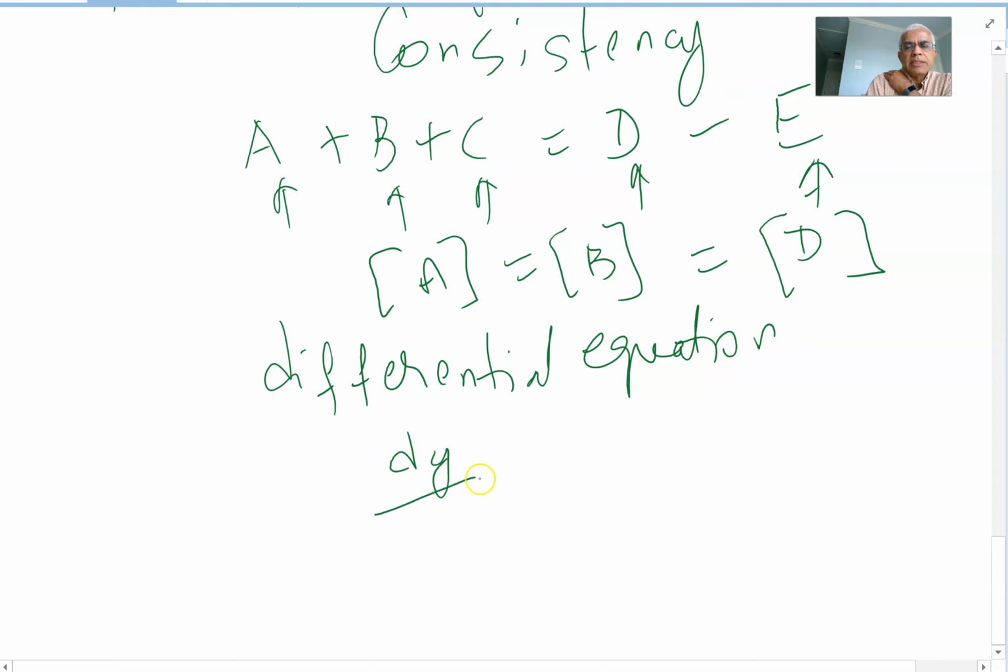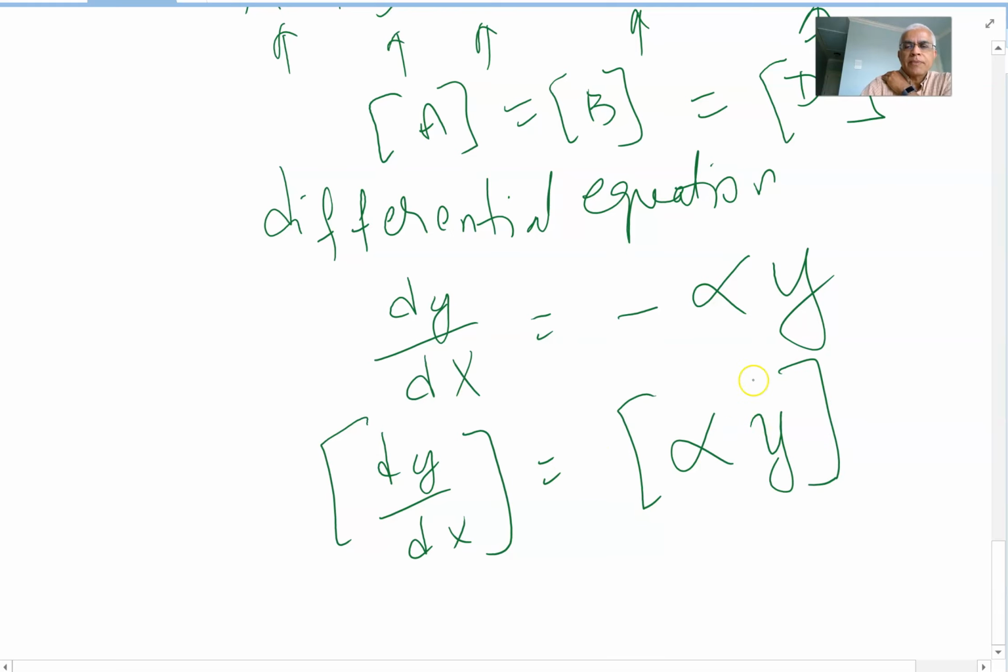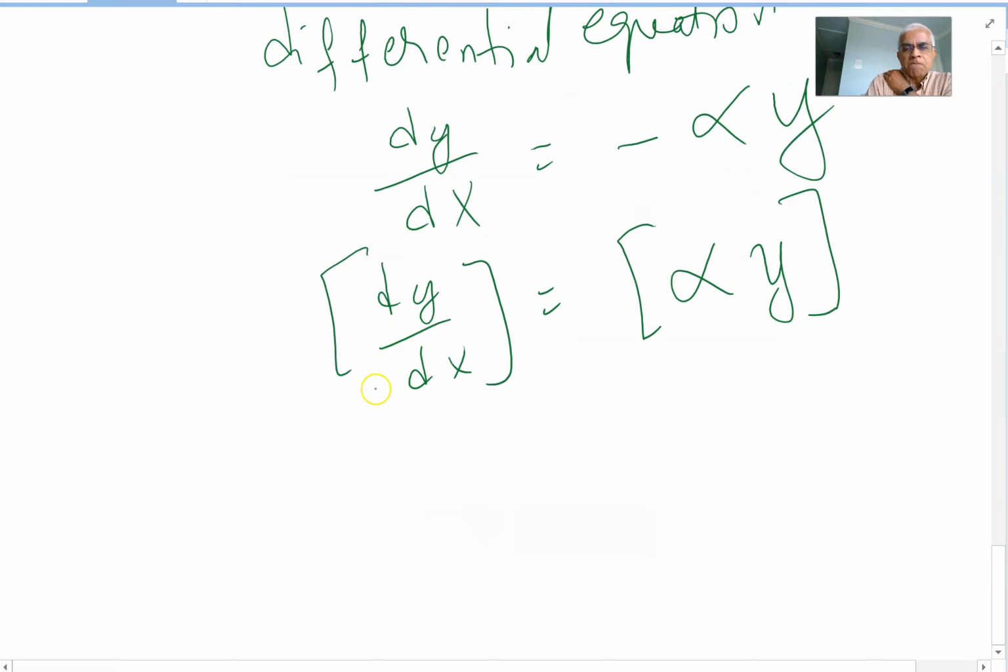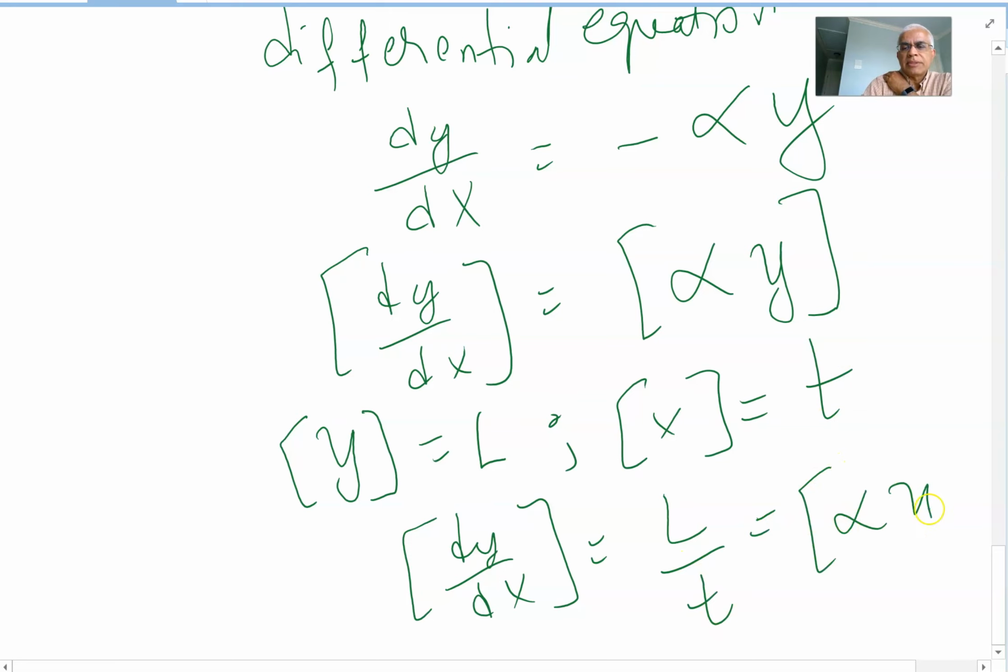Okay, so I can have dy over dx equals minus alpha y as an example, right? So in this case, the dimensions of dy over dx have to equal the dimensions of alpha times y. Okay, let's take a specific example. Let's say the dimensions of y is length, and let's assume the dimensions of x is time, just like before, right? So the dimension of dy dx would be length divided by time, which should also be the dimensions of alpha times y.